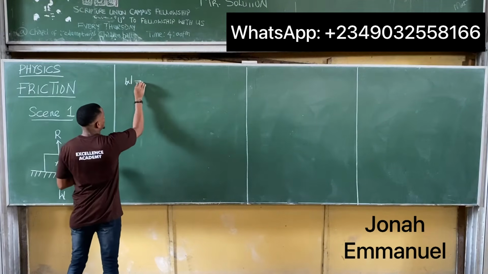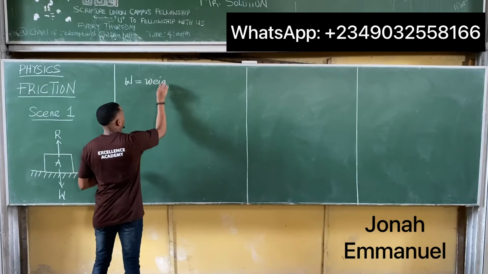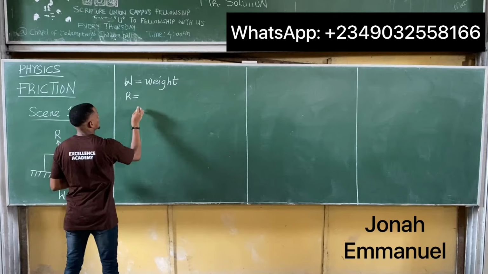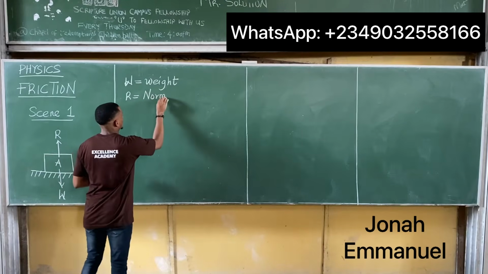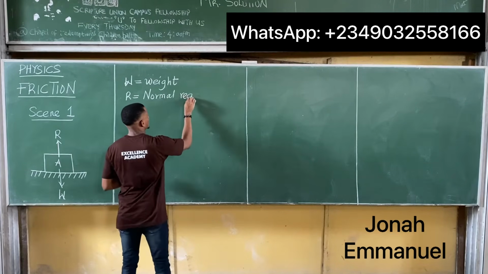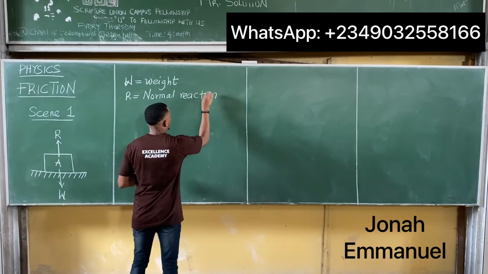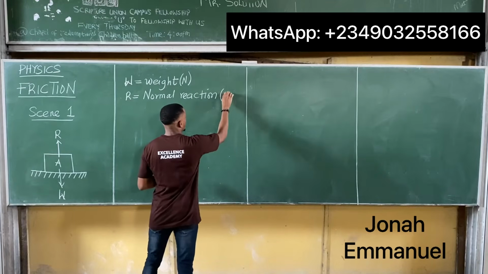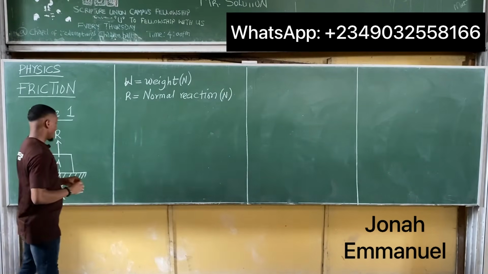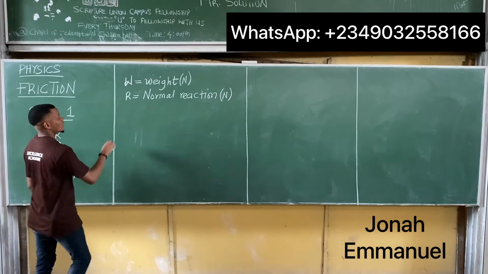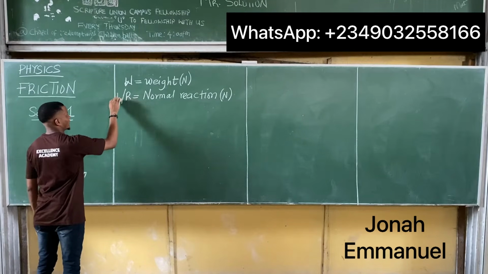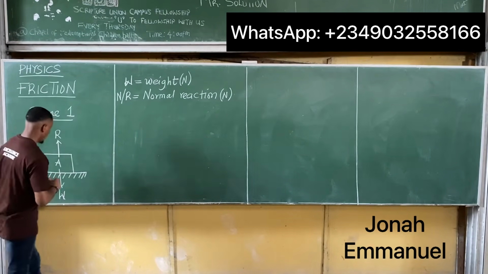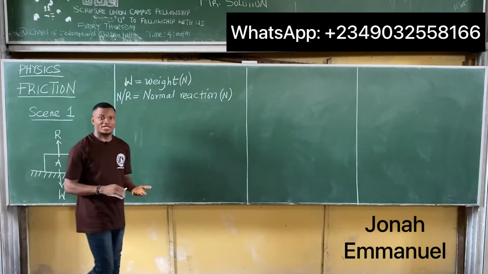W is called the weight of the body, while R, we said, is the normal reaction. Of course, weight is measured in Newton, and normal reaction is also in Newton. Both of them are in Newton. In some cases, some texts will call normal reaction N. So whether you call normal reaction N or R, it is the same thing. Alright, so that's number one. For this body now, it is not moving.